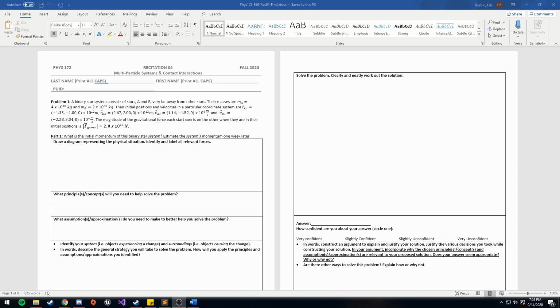Okay. So, problem 1, binary star system. By the way, how much have you guys looked at this? No. Only a little bit. Like, looked at it with my eyes. That's fine. This is my first time, but that's fine.